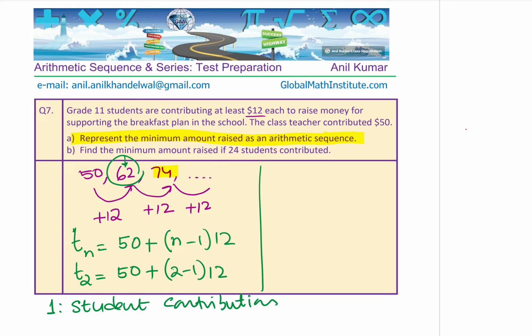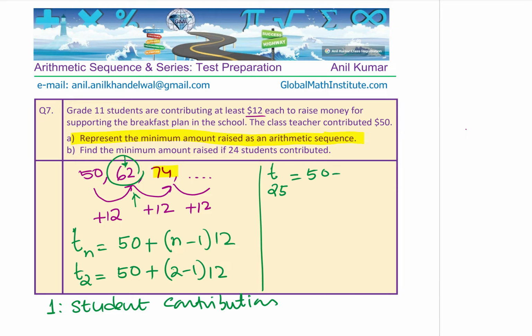So, if there are 24 students, then in that case, the value of n will be what? Well, 24 students contribute, right? So, we are looking into the term which is if one student contributes, we are looking at the second term. You get the idea? So for 24, we're looking at the 25th term. You get the idea? That is critical to understand, right?